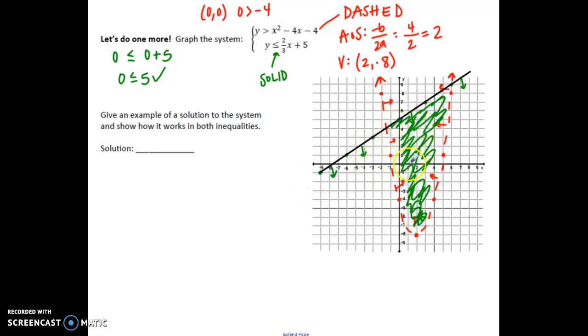And you should be able to pick any of these points. For example, the point 2, 1, that's a solution, and I would like for you to show me how that actually works. I'm going to take my word for it on this one over here, but I want you to show that on your paper in your notes.